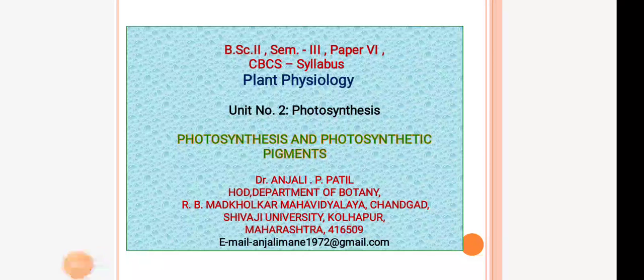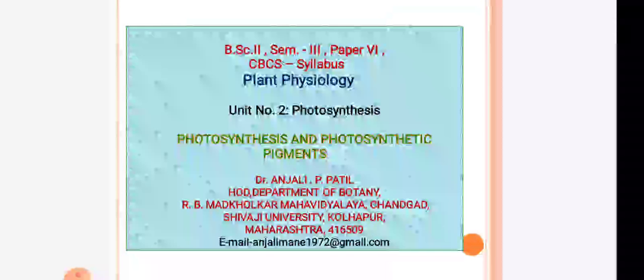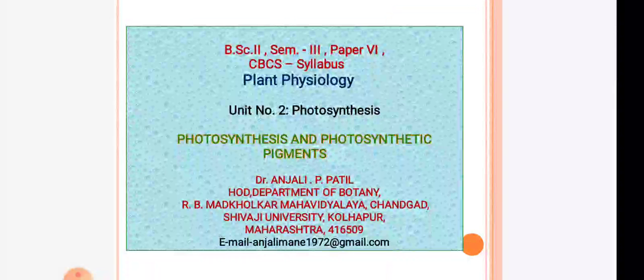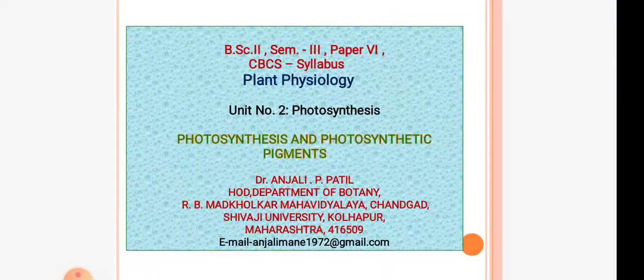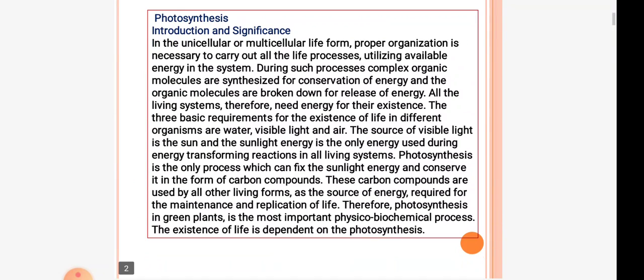B.Sc second year, semester 3, paper 6, CBCS syllabus is plant physiology. In this, unit number 2 is photosynthesis. Today we will see about photosynthesis and photosynthetic pigments. We will start to learn this topic, photosynthesis. First we will see about introduction and significance.